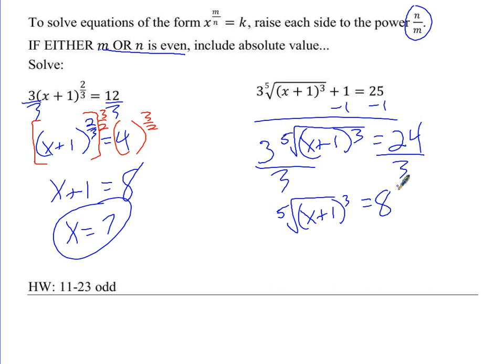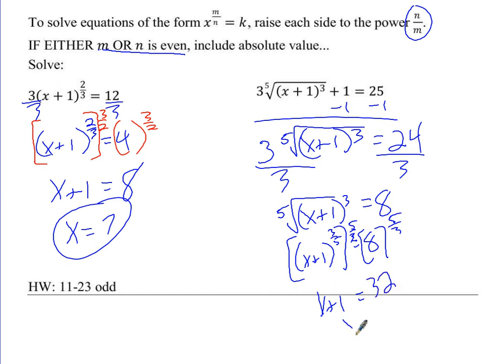Now what? Please turn it into a rational exponent. Nth roots are so terrible. This becomes (x + 1) to the 3/5 equals 8. And then we can raise both sides to the 5/3. Thank you for waiting. This becomes x plus 1 equals, the cube root of 8 is 2, 2 to the 5th, 2 times 2 times 2 times 2 times 2, 32, which means x equals 31. And if you were to check that, you would find that that is the correct answer.